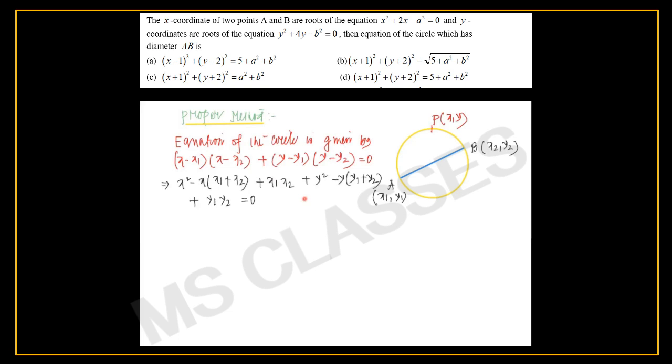Now, if we observe carefully, this is the sum of the roots. Sum of the roots means when we have the diametric ends A and B, the sum of x1 and x2, and the product of the roots, of these two roots only we are talking about.